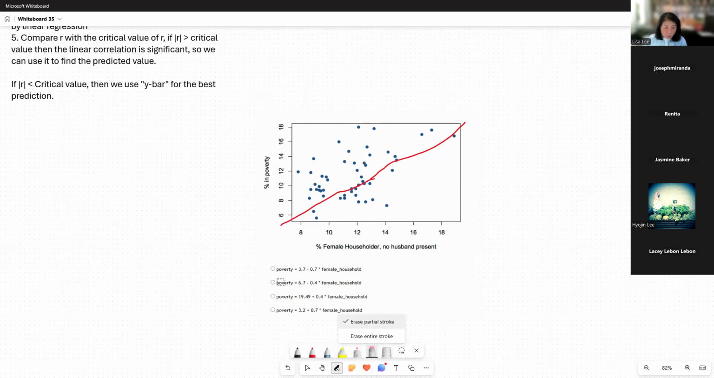So you look at the multiple choice here. The first one is 3.7, seems okay. The second one is 6.7, which is about 6, doesn't look right. And the third one is 19.49, which is even worse. So 19 is on the top here, we go down, okay. And the last one is 3.2. So it looks like 3.2 or 3.7, choice 1 or choice 4, are possible to be the solution.